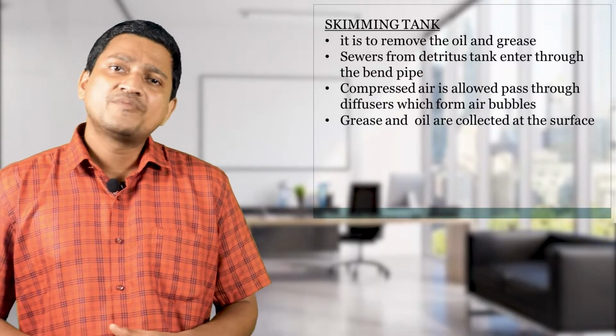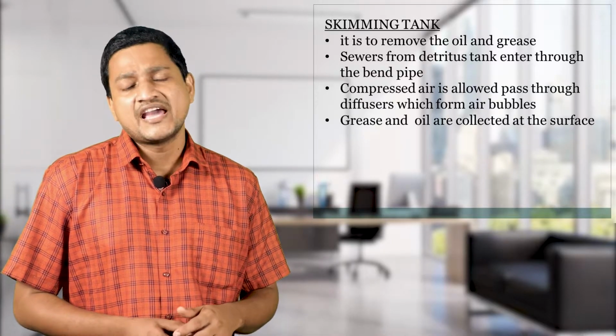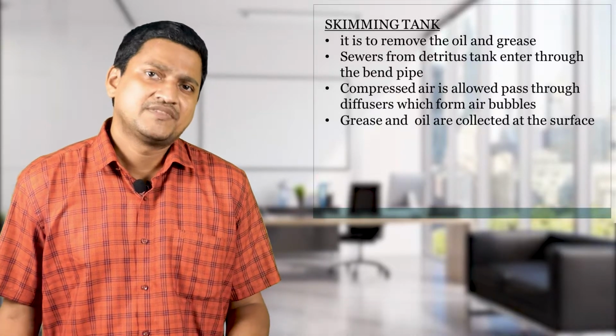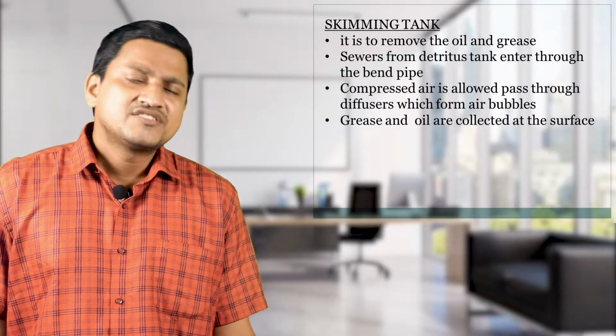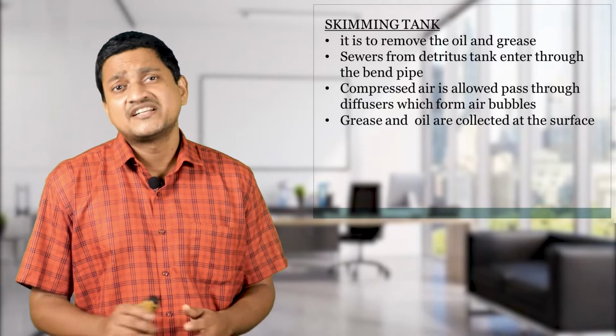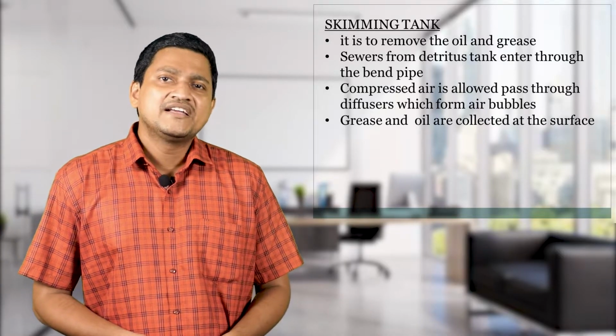Compressed air is allowed to pass through the diffuser, which forms air bubbles. Grease and oil are collected at the surface. That's the process of this tank. So again, the aerated tank is there. Simply, a skimming tank is an aerated tank to remove oil and grease.